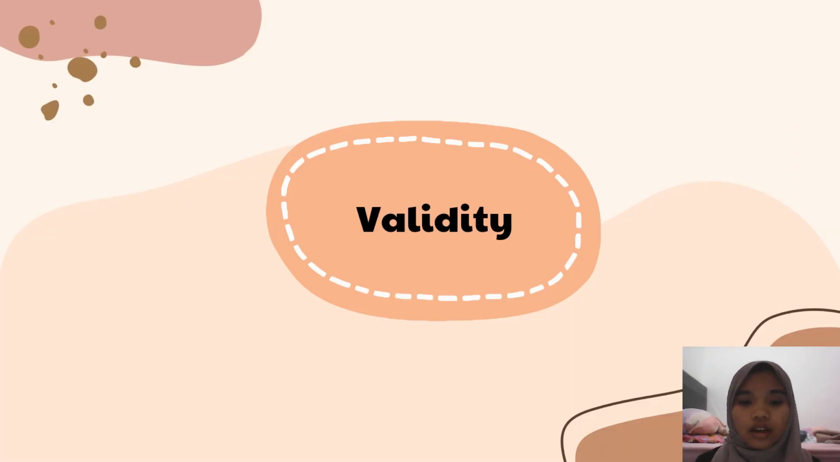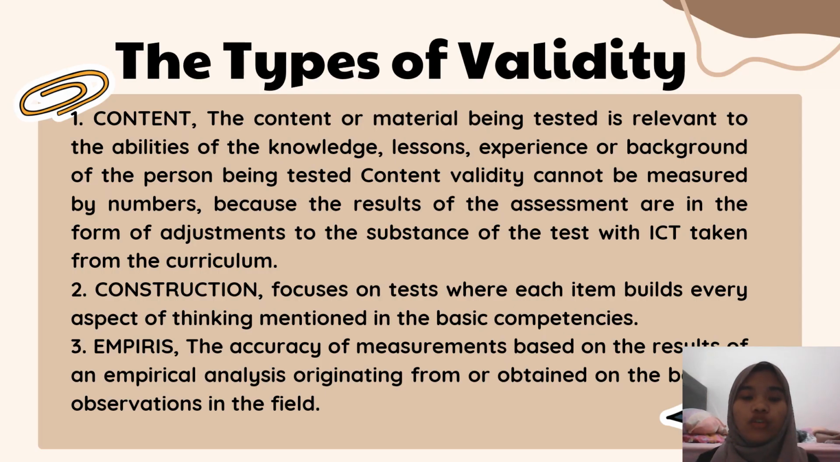So the last material is validity. Here I want to explain the types of validity. The first is content validity. The content of the material being tested is relevant to the abilities, knowledge, experience, or background of the person being tested. Content validity cannot be measured by numbers because the result of the assessment is in the form of adjustment of the substance of the test with items taken from the curriculum.